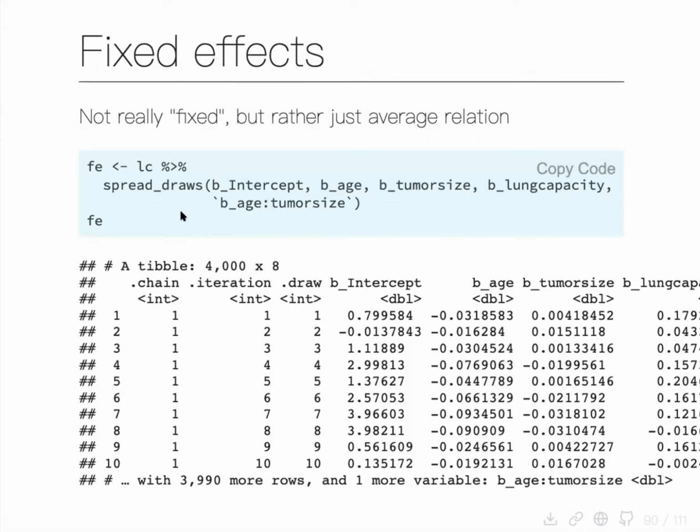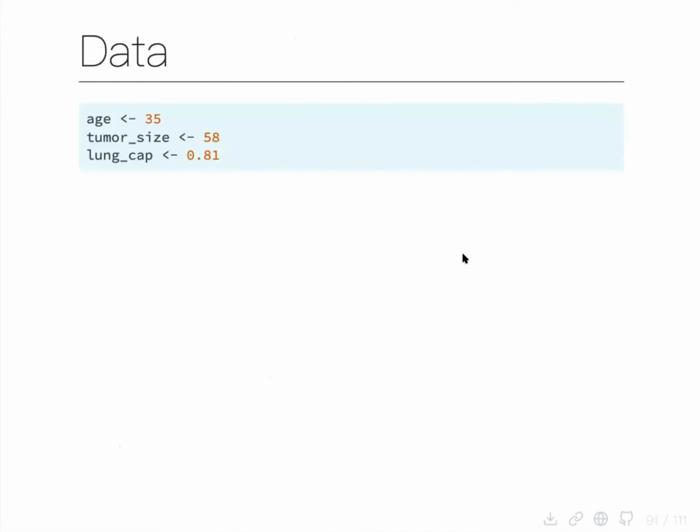So we're going to start out by grabbing all the fixed effects, okay? There's multiple ways to do this. I'm doing it this way just because it's sort of the most by-hand way, which I think is good to revisit every once in a while, right? So we have the intercept, age, tumor size, lung capacity, and then the interaction. Here's all of those, and it's posterior draws from all of them. That's why we have 4,000 rows, right? 1,000 from each of the 4 chains, okay?